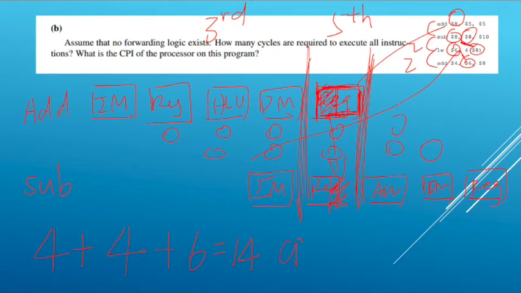To calculate CPI, the formula is number of cycles divided by number of instructions, which is 14 divided by 4 instructions, which will give us 3.5. And that's the second part of the problem.